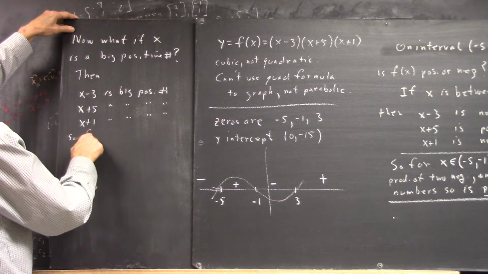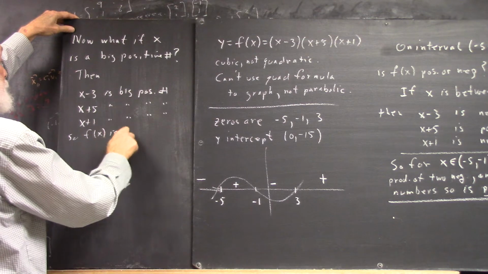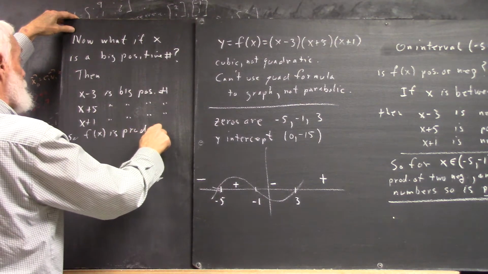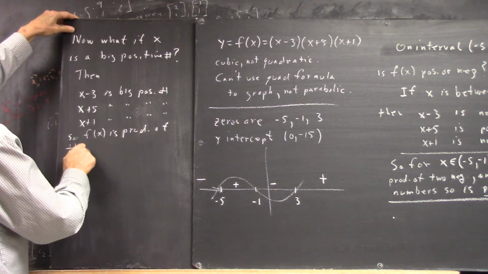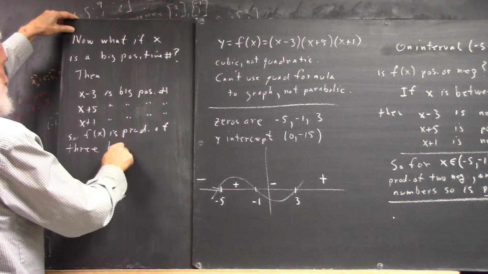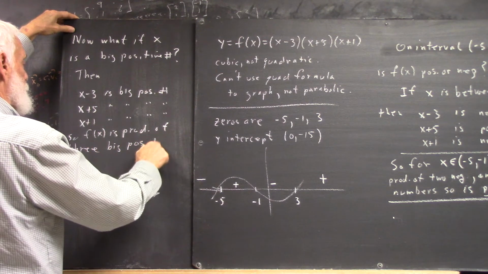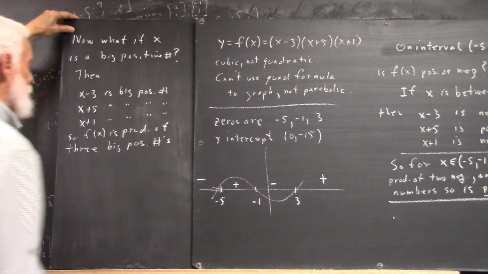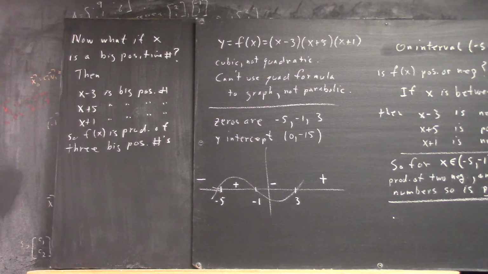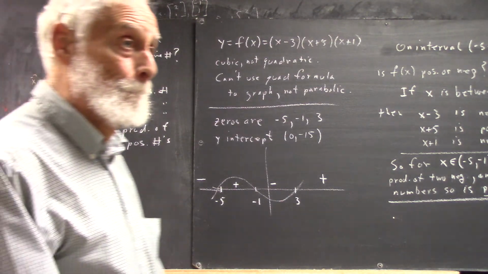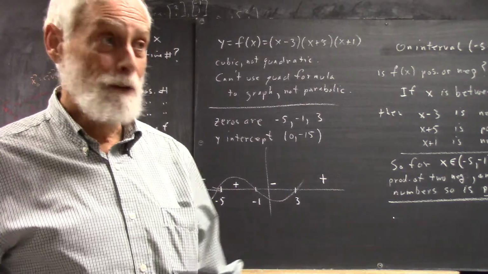So f of x is a product of 3 big positive numbers, right? Which makes it what? What do you get if you multiply a big number by a big number? A large number. Yeah, a really big number, right?